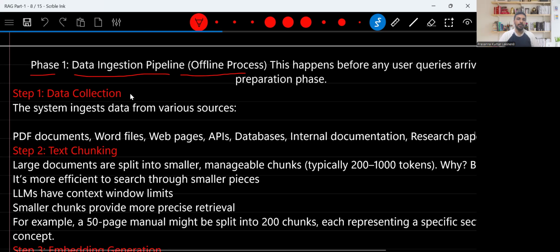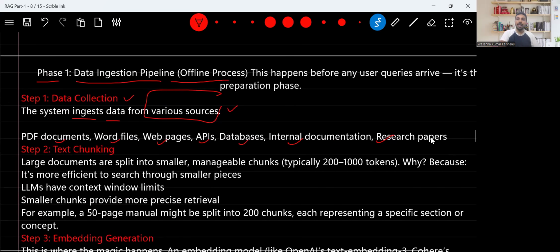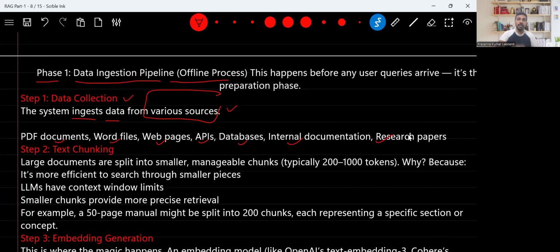So here is data collection. The system ingests data from various sources. You are collecting the data from various sources like PDFs, Word files, web pages, APIs, databases, internal documents, research papers. Like that, we are collecting the data from various resources.